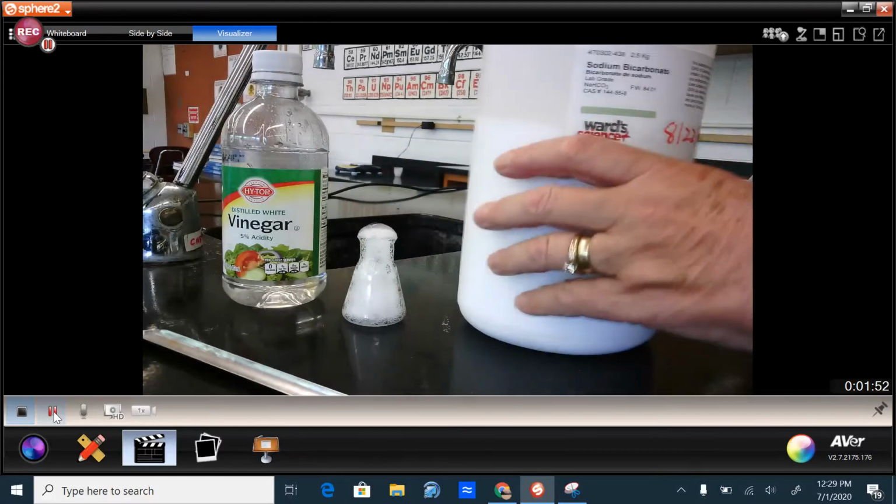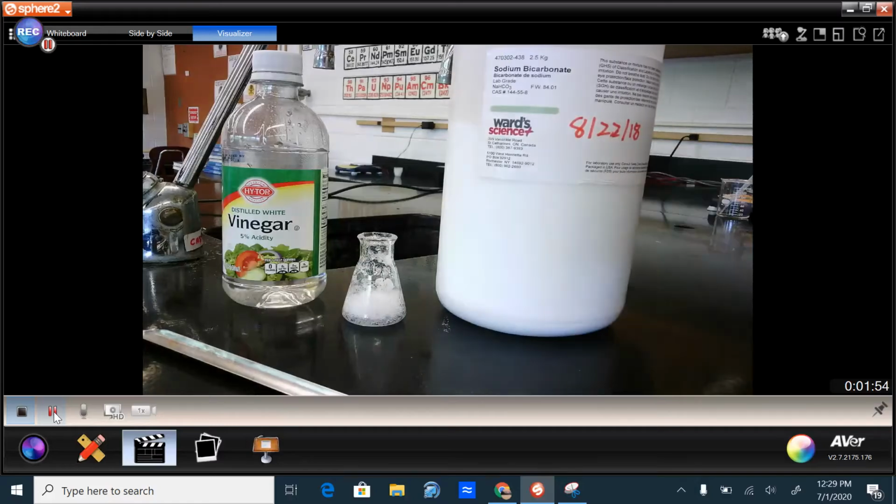And again, the difference would be if the substances before that change are the same as the substances after, it would be a physical change. And if we've made new substances, it would be a chemical change. So which one do you think this is?